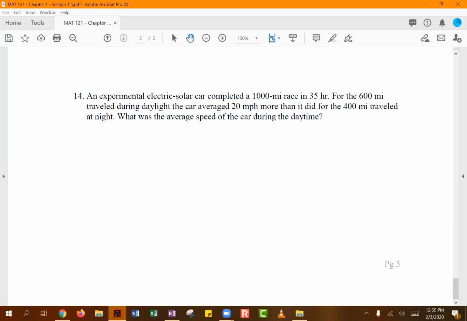So why is it going faster in daytime than nighttime? Solar. Yeah, because it's using the solar energy in the daytime and probably using the charged batteries at nighttime, right? That's why it's a combination of electric solar. So you're on the right path, Brandy. It is going to be a distance, rate, and time problem, but how do you set up your equation?